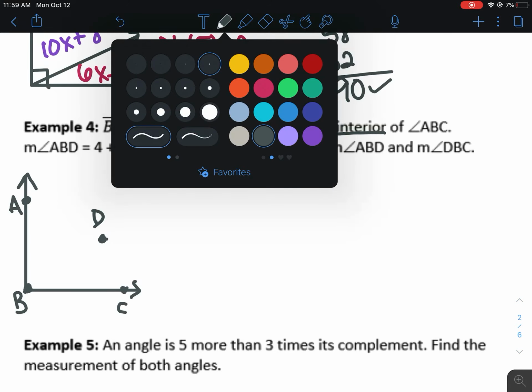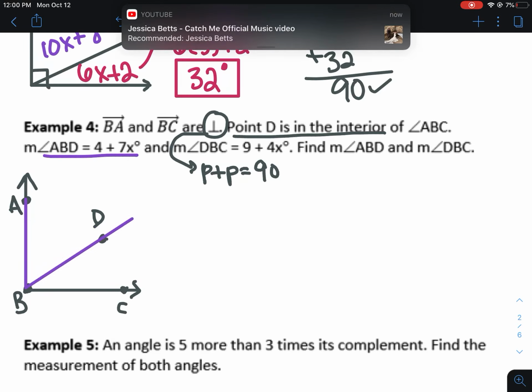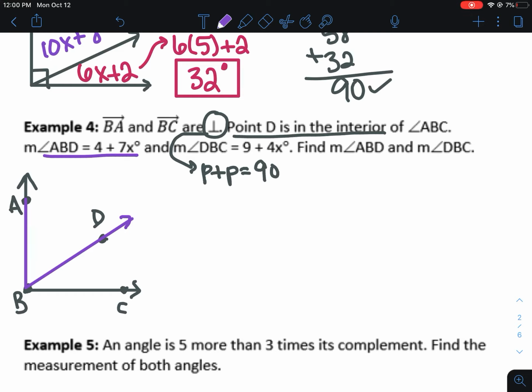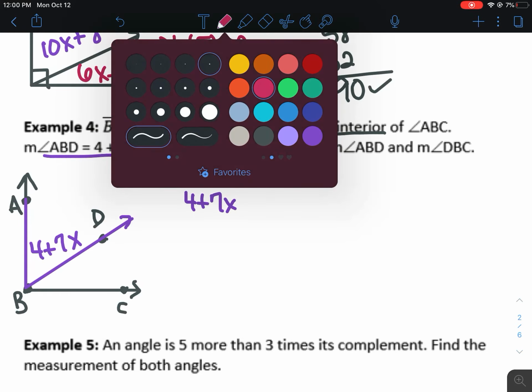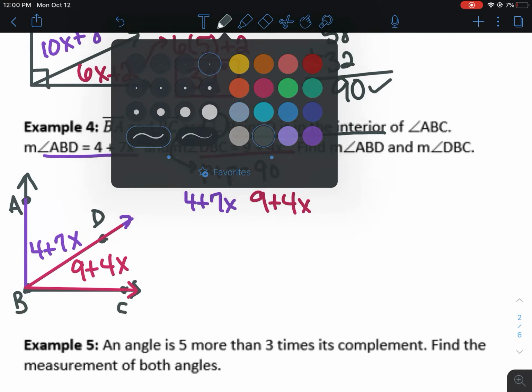All right, so then it says angle ABD is 4 plus 7x. So ABD, which is right here. And that's going to be 4 plus 7x. Okay, so that's going to be our first part. Then we have DBC. That's this angle right here. That's going to be 9 plus 4x. So that's our second part. All right, so let's go ahead and make our equation.